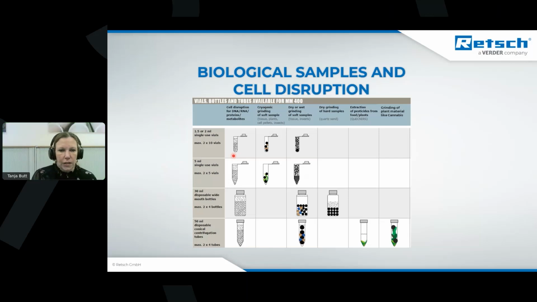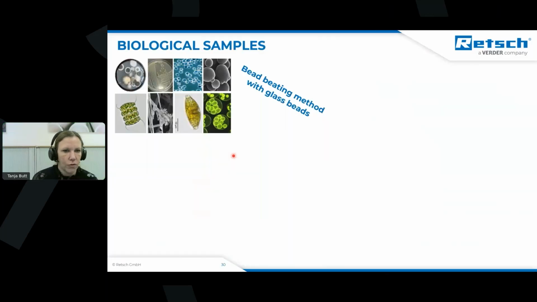Okay. Then, before we skip to sieving, some more words about cell disruption, biological samples, and tissues. Here, again, we have a lot of different options, and usually the MM400 is used with disposable vials, Eppendorf tubes, or Falcon tubes. This is just an overview. You can do everything from plant samples to cells, and I'd like to cover the disruption of single cells and tissue homogenization in this overview.